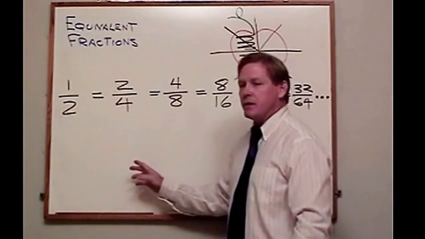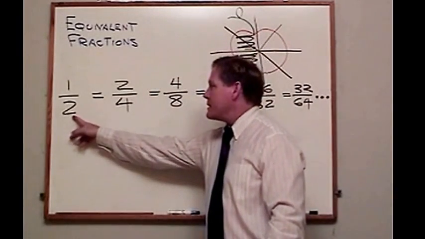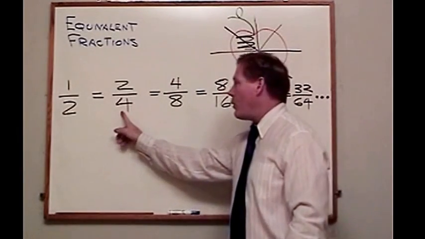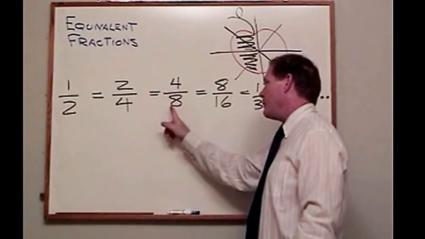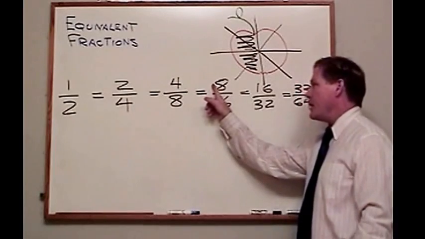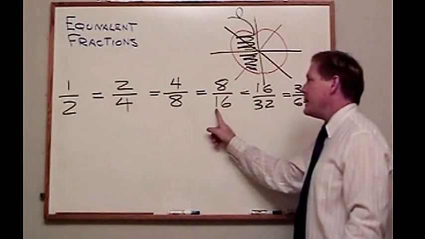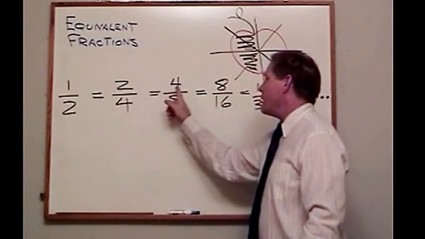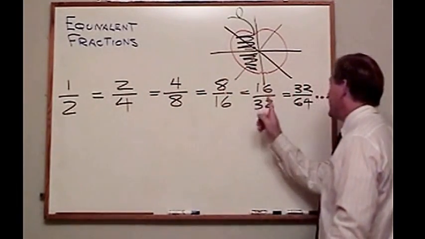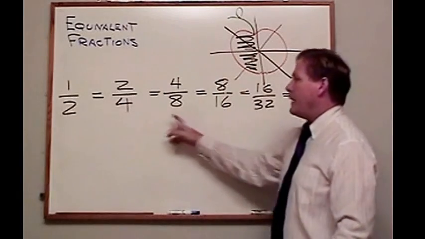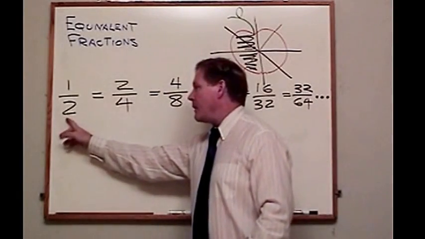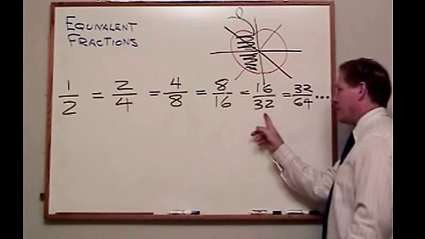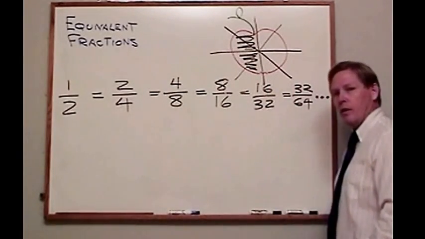Some of you have noticed that there's a pattern here. Look, this 2 here turns up there. 2 doubled is 4. This 4 turns up there. 4 doubled is 8. This 8 turns up here. 8 doubled is 16. So each of these numbers is doubled. 1 becomes 2, 2 becomes 4, 4 becomes 8, 8 becomes 16, 16 becomes 32. And look down here, each of these numbers become doubled. 2 becomes 4, 4 becomes 8, 8 becomes 16, 16 becomes 32, 32 becomes 64.